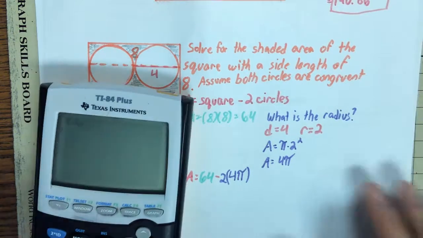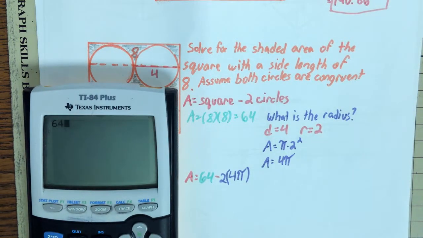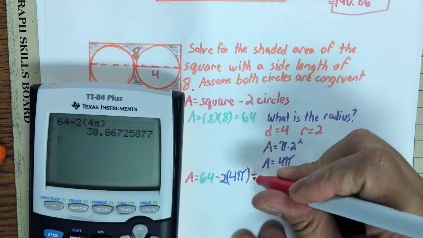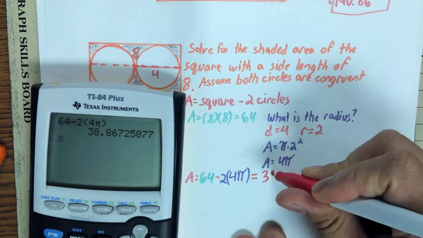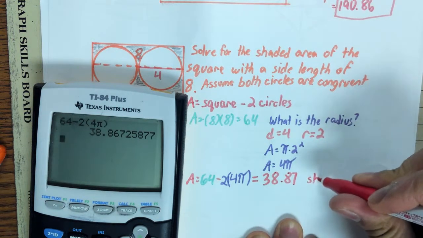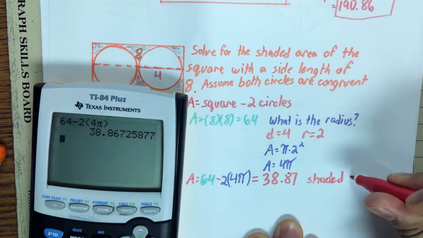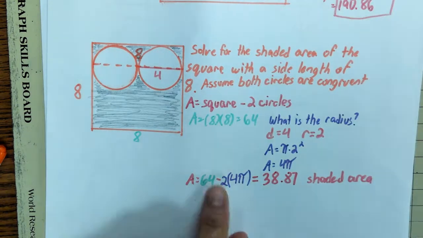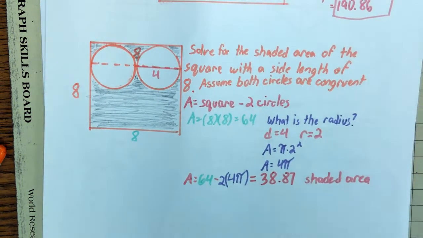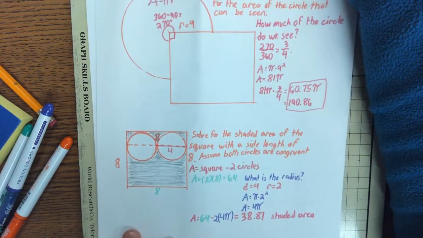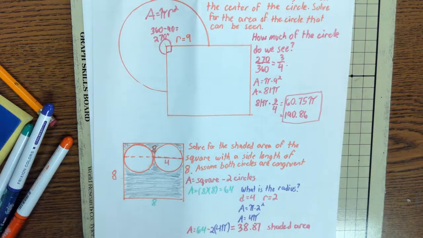And then we can go to our calculator. 64 minus 2 circles to equal 38.87 is my shaded area. Compared to 64 for my full area. 38.87 is the shaded area. Alright, so there are 2 examples that involves composite areas of circles.